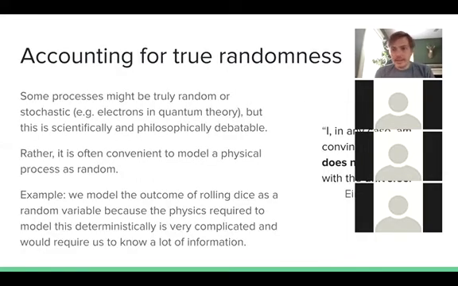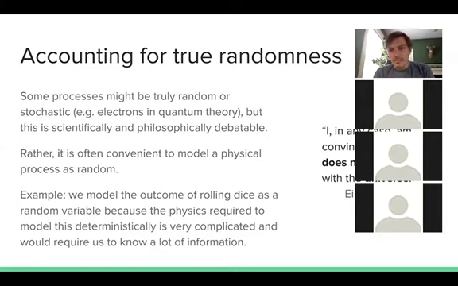So as I said, there's some processes, for example, like rolling a dice, or the behavior of subatomic particles like electrons in quantum theory, that we can think of as behaving truly randomly or stochastically. But it's debatable, both scientifically and philosophically, whether or not any system truly behaves randomly or stochastically, or whether there might actually be an underlying deterministic process that we could use to explain the behavior of the system.